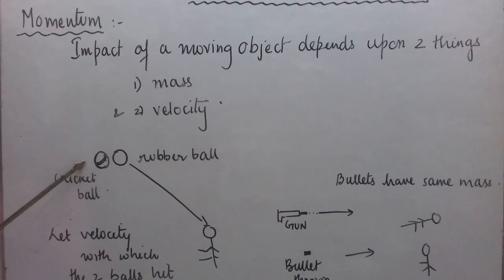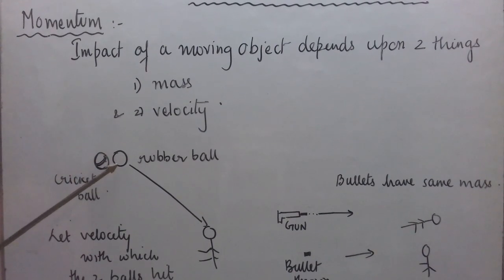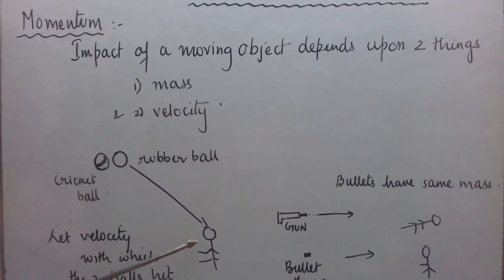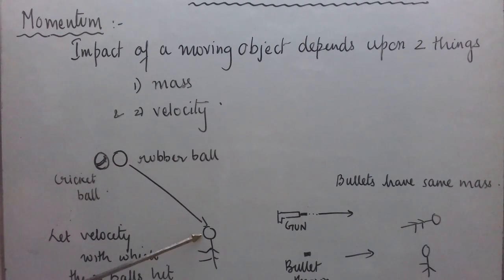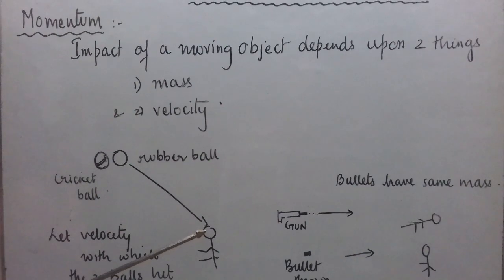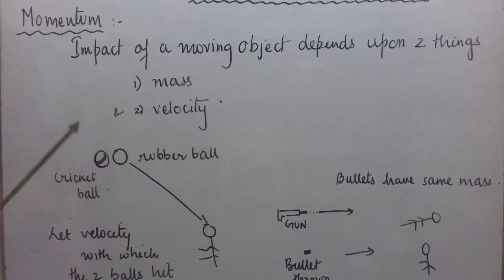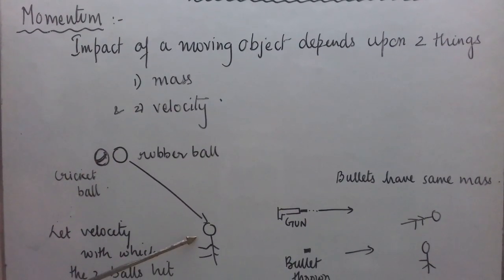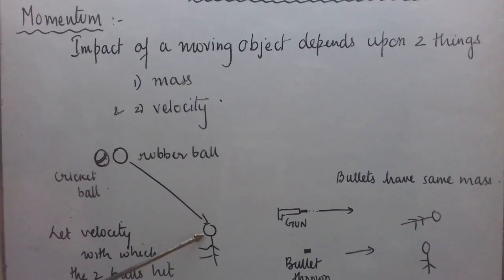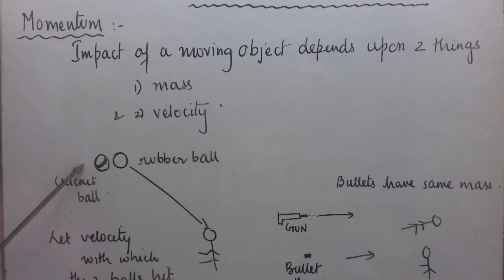Here we have a cricket ball and I have shown a rubber ball. Two balls I have shown. Let us say somebody hits this person with this rubber ball, and when it strikes him, it is having some velocity v. Now next time, imagine that a cricket ball is thrown towards the person and it hits the person with the same velocity. So two different cases we are imagining.